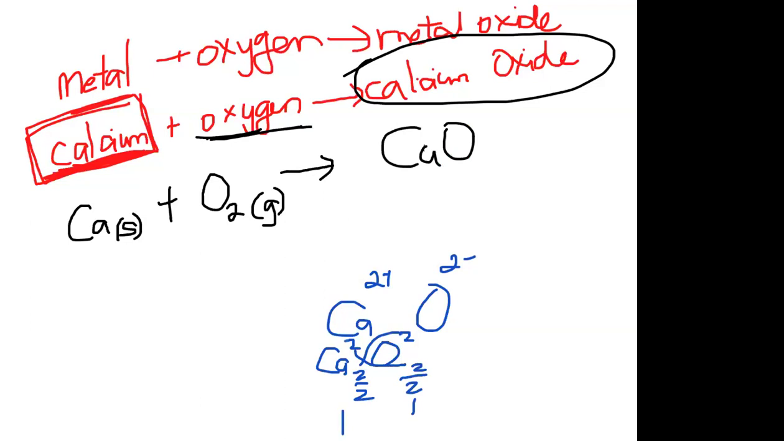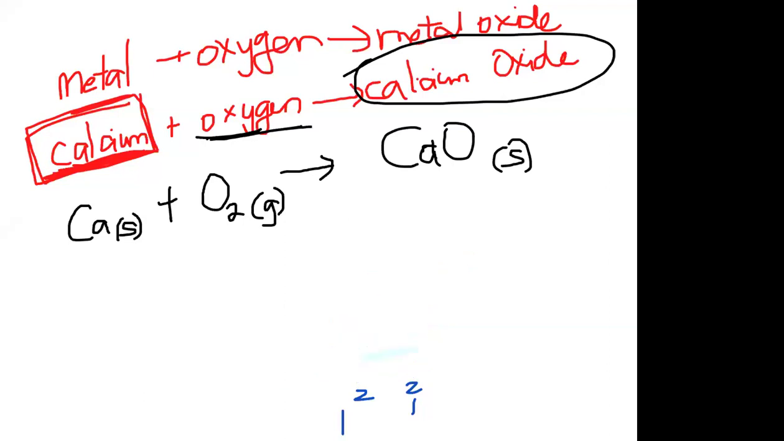Are we all clear on how I got the CaO? Calcium oxide is a metal oxide. What is the state symbol for metal oxide? Metal oxides are solid. Metal oxides are solid. Is this clear? Wait, Miss, let me write it down.